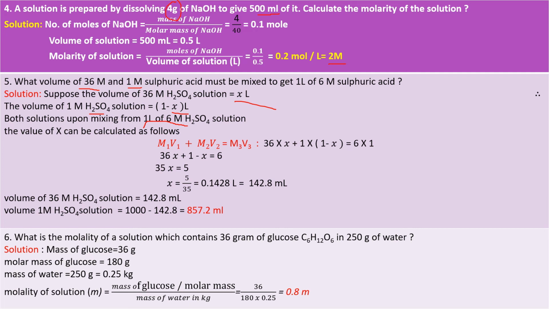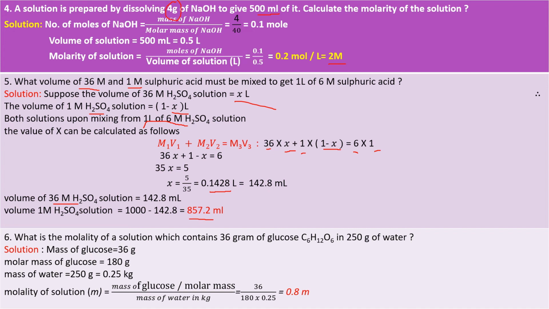So the value of x can be calculated by the formula M1V1 plus M2V2 is equal to M3V3. Now M1 is 36, V1 is x, we suppose, and M2 is 1 and V2 is 1 minus x, and it is equal to, the molarity of the resultant solution is 6 and the resultant volume is 1 liter. By putting all the values, we can calculate the value of x and it comes to be 0.41428 liter, that is 142.8 ml. This is the volume of 36 M H2SO4. To calculate the volume of 1 M H2SO4, 1000 minus 142.8, 857.2 is the answer.